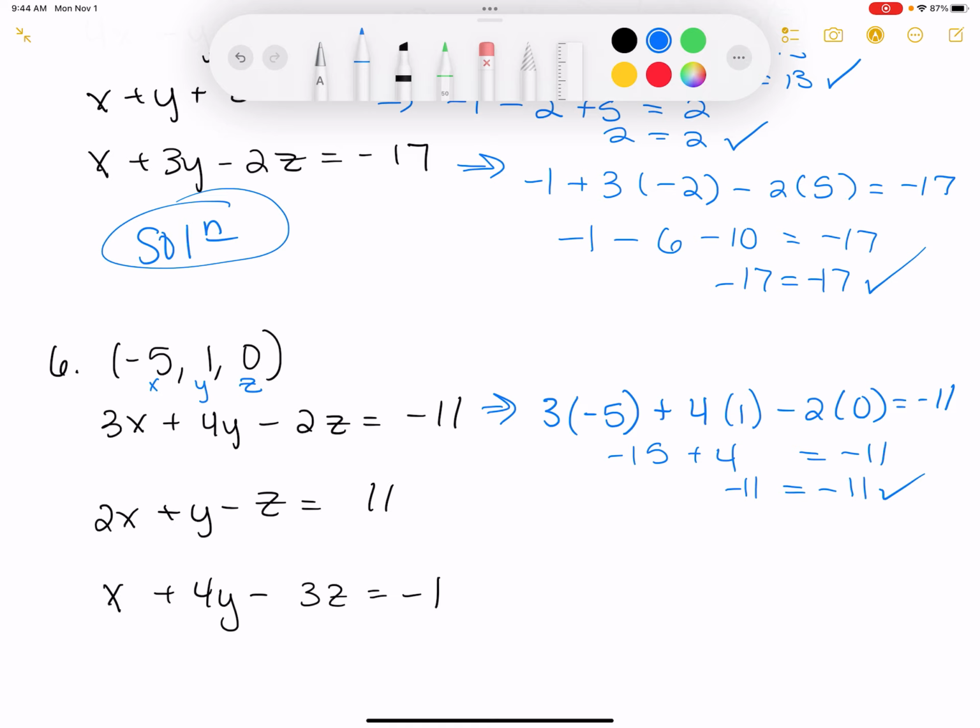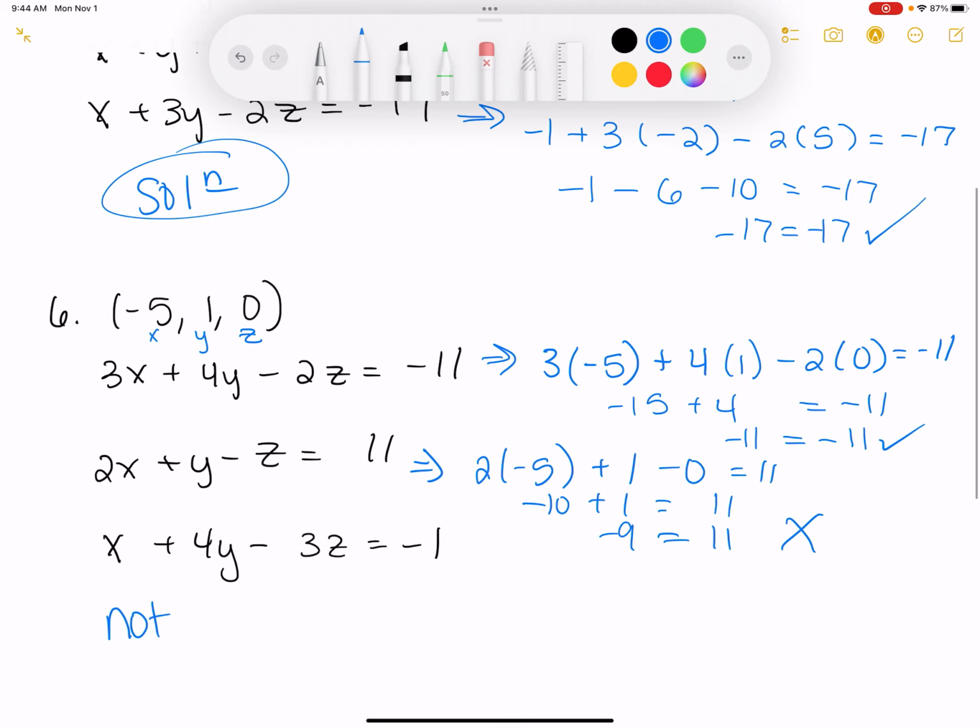The next one, 2 times negative 5 plus 1 minus 0 equals 11. Negative 10 plus 1 equals 11. Negative 9 equals 11. That's not true. As soon as you find one that's not true, you can stop and just say, not a solution. If the first one that you find doesn't work, then you can just stop right away, because as soon as it doesn't work for one, it can't be a solution to the system.